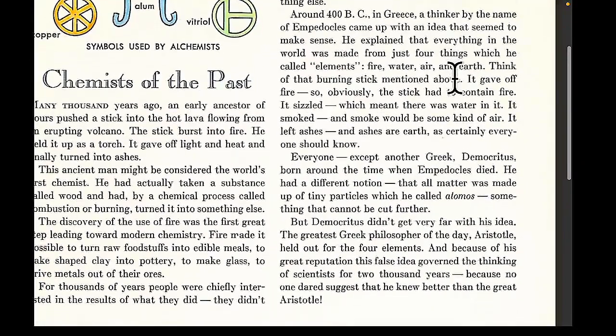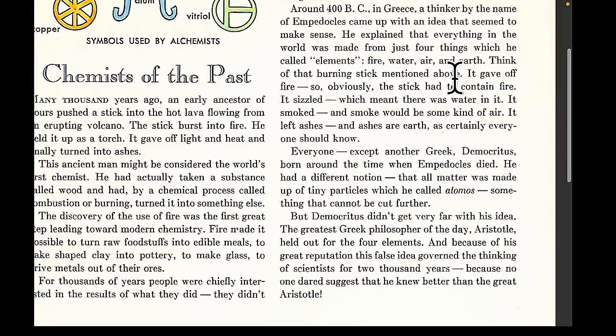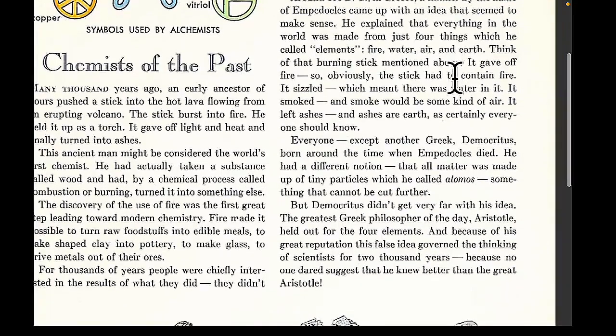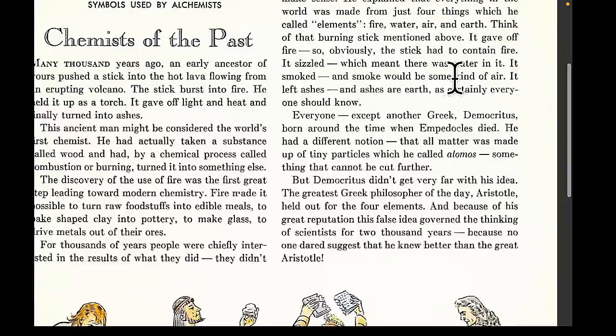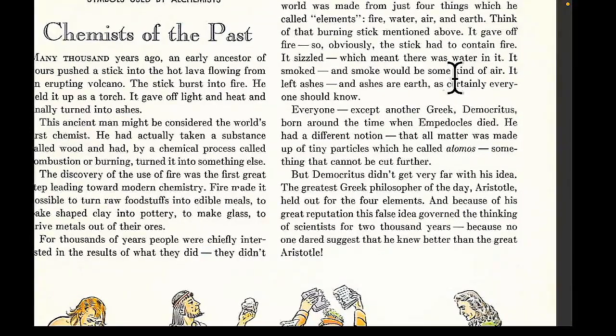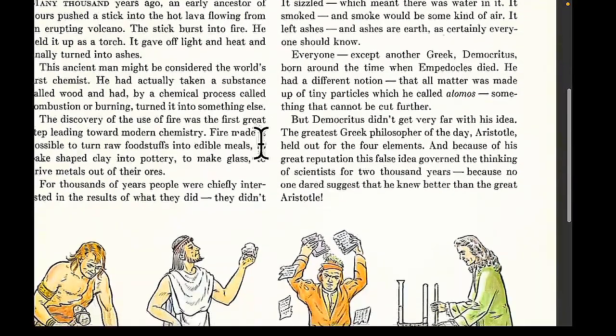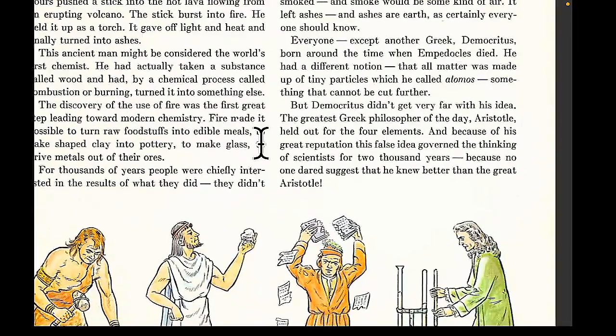Around 400 BC, in Greece, a thinker by the name of Empedocles came up with an idea that seemed to make sense. He explained that everything in the world was made up of just four things, which he called elements: fire, water, air, and earth. Think of the burning stick mentioned above. It gave off fire, so obviously the stick had to contain fire. It sizzled, which meant there was water in it. It smoked, and smoke would be some kind of air. It left ashes, and ashes are earth.